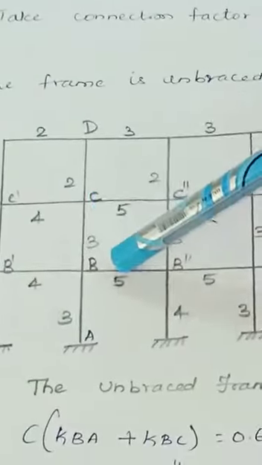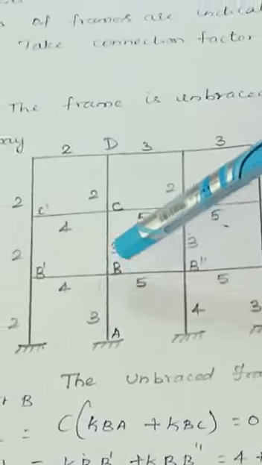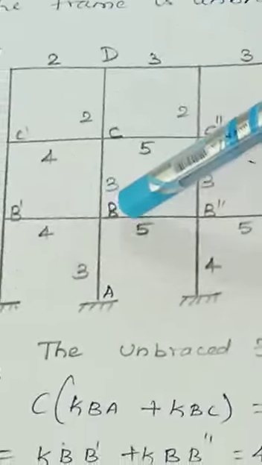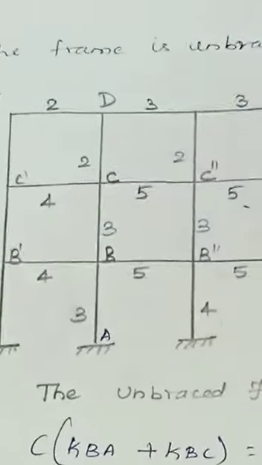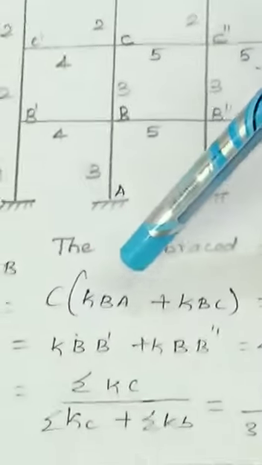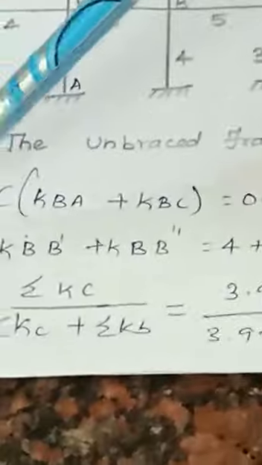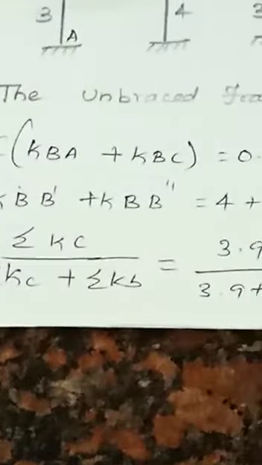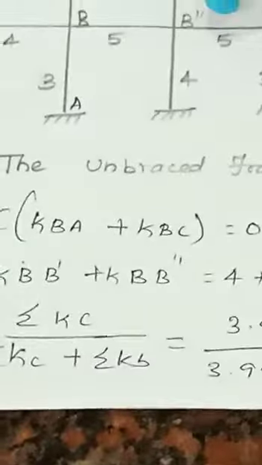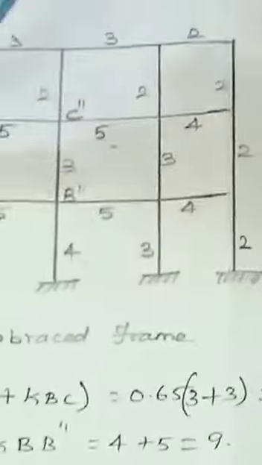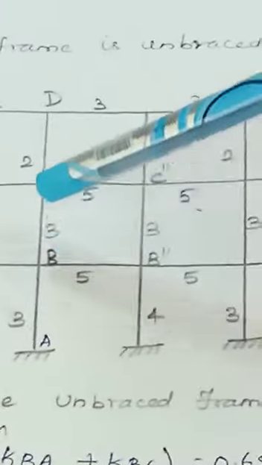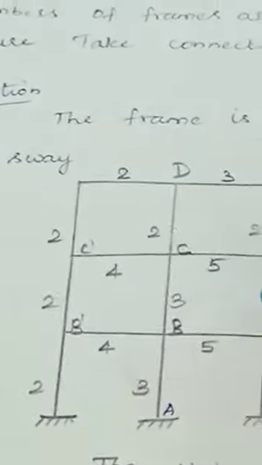Now it is asked to find the effective length factor of column BC. This is the B point and this is C. So for joint B we have to consider A as well as C. Hence at joint B, the sum of KC is equal to C into KBA plus KBC, and the sum of KB is equal to KBB dash, which is a beam, and KBB double dash, which is also a beam, within the joint B.